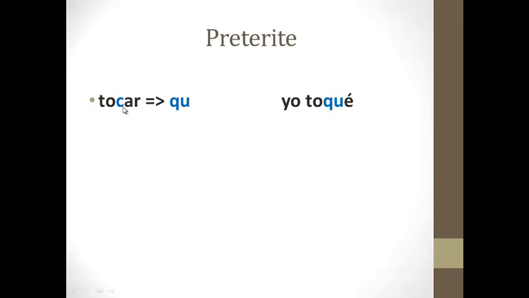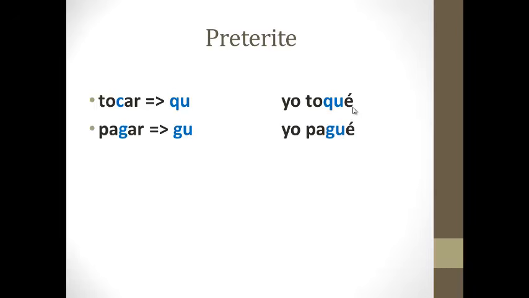In your CAR verbs, your C will change to QU so that you can pronounce it as yo toqué. If you forget that spelling change and you spell it T-O-C-E, according to our pronunciation rules, that should be pronounced as tosé. You do not want tosé because tocar has a hard C and we want to preserve the hard C.